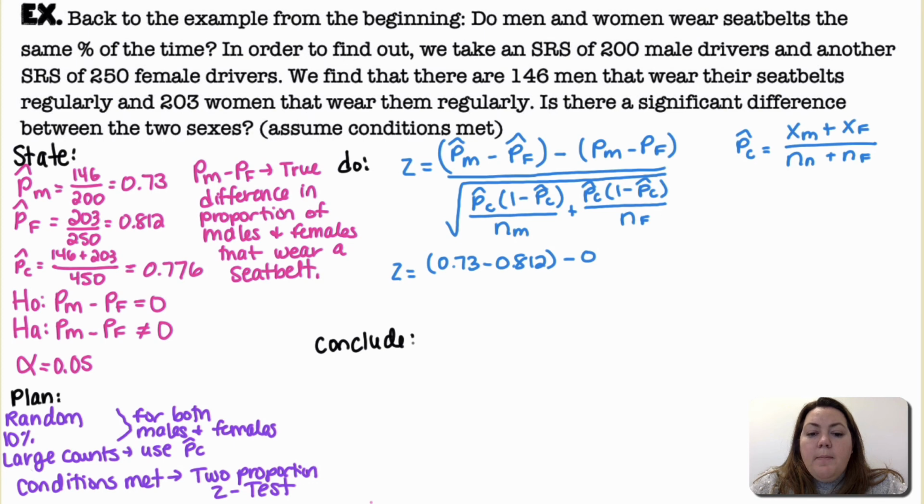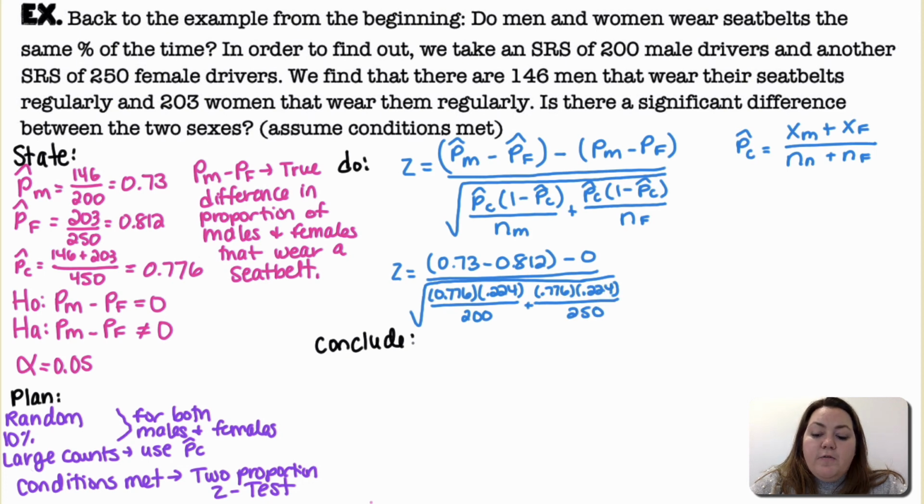P hat M minus P hat F is 0.73 minus 0.812 minus 0 because my null hypothesis was set equal to 0. There was no difference. The square root of P hat combined, 0.776, times 1 minus 0.776 over N1, which was 200 for males, plus 0.776 times 1 minus 0.776 over 250 for the female section. That gives us a z-score of negative 2.072.